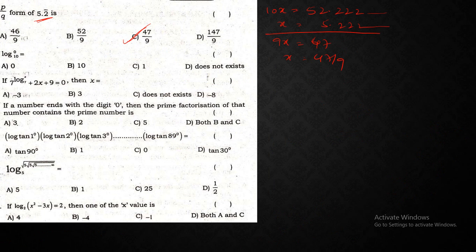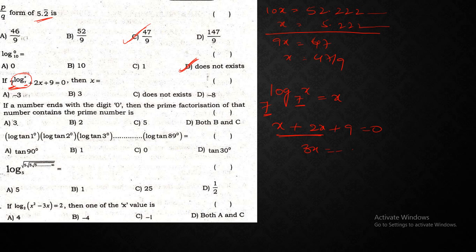Log 0 to any base. Logarithm is defined only for positive real numbers. So clearly it does not exist. Next, 7 power log x to the base 7. So already we have one property. When you are having the base and the logarithmic base, if they are the same, then directly I can consider the value as x. So 7 power log x to the base 7, when both the bases are the same, simply its value is x. So from this what I can say, x plus 2x plus 9 is equal to 0. So from this x plus 2x is 3x.